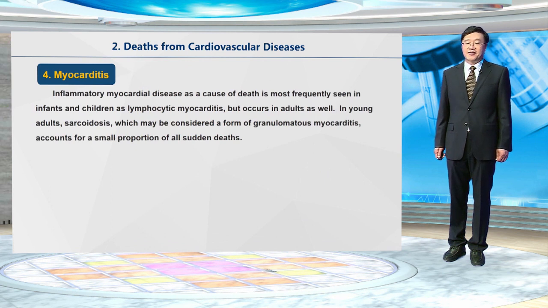Fourth, myocarditis. Inflammatory myocardial disease as the cause of death is most frequently seen in infants and children as lymphocytic myocarditis, but occurs in adults as well. In young adults, sarcoidosis, which may be considered a form of granulomatous myocarditis, accounts for a small proportion of sudden death.